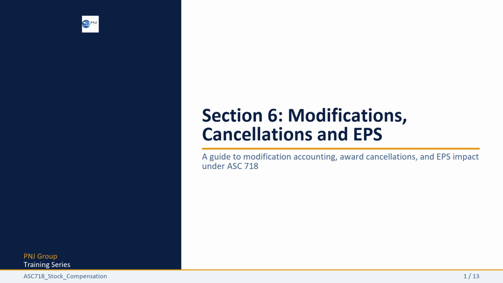Welcome to Section 6 of the ASC 718 Stock-Based Compensation Training Series. In this section, we cover three closely related topics: how to account for changes to existing awards, what happens when awards are canceled, and how stock-based compensation affects earnings per share calculations. Let's get started.